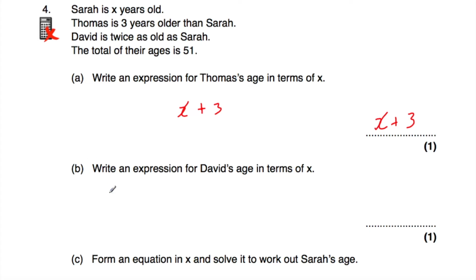Okay, next, we've then been asked to write an expression for David's age in terms of x. So David is twice as old as Sarah. So if Sarah was 7, he'd be 14, he's twice as old. If she was 15, he'd be 30. If she was 100, he'd be 200. So whatever age she is, he is double it, or 2 times it. So if we multiply her age by 2, we'll get his age. So x, if we want to multiply that by 2, we put a 2 in front of it. 2x, that's double x. So the expression for David's age is 2x.